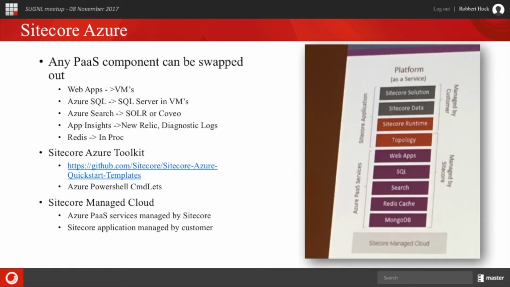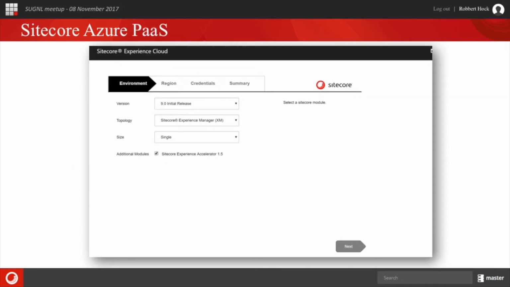If you want to deploy in Azure, make sure you use the Azure Toolkit, which is just a lot of PowerShell commandlets. And Sitecore is also having a Sitecore Managed Cloud, which is completely serviced by Sitecore. So this is how it looks. If you want to deploy a site on Sitecore, you can select a topology, and you can select a specific size, if you want a small installation, like just a CM machine.